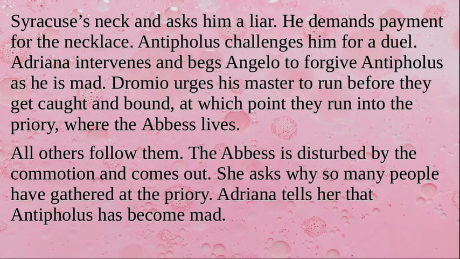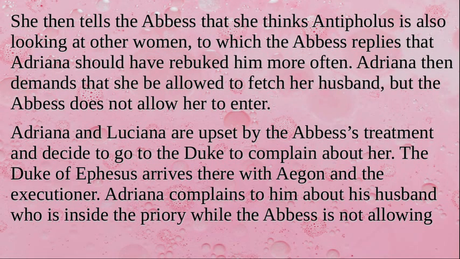The abbess is disturbed by the commotion and comes out. She asks why so many people have gathered at the priory. Adriana tells her that Antipholus has become mad. She then tells the abbess that she thinks Antipholus is also looking at other women, to which the abbess replies that Adriana should have rebuked him more often. Adriana then demands that she be allowed to fetch her husband, but the abbess does not allow her to enter. Adriana and Luciana are upset by the abbess's treatment and decide to go to the duke to complain about her.